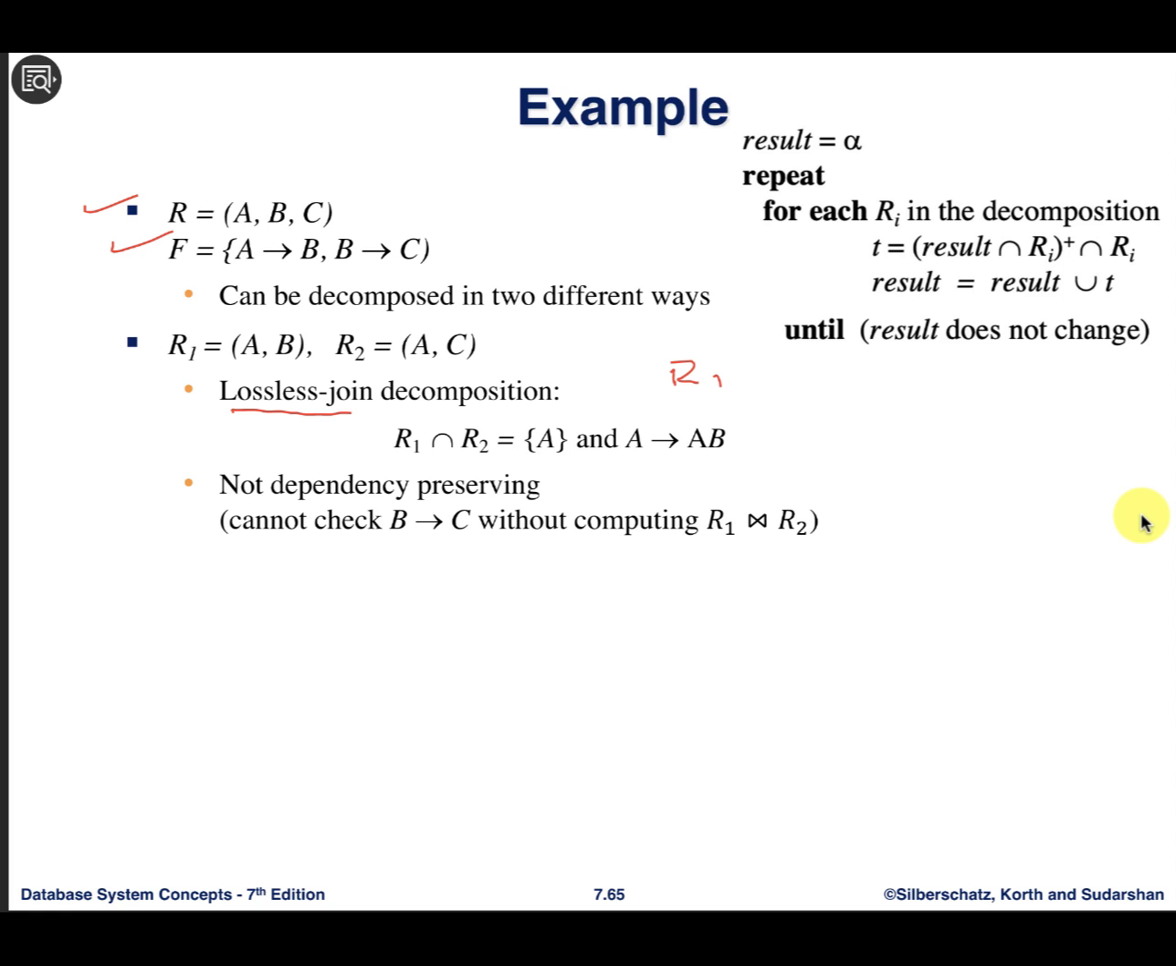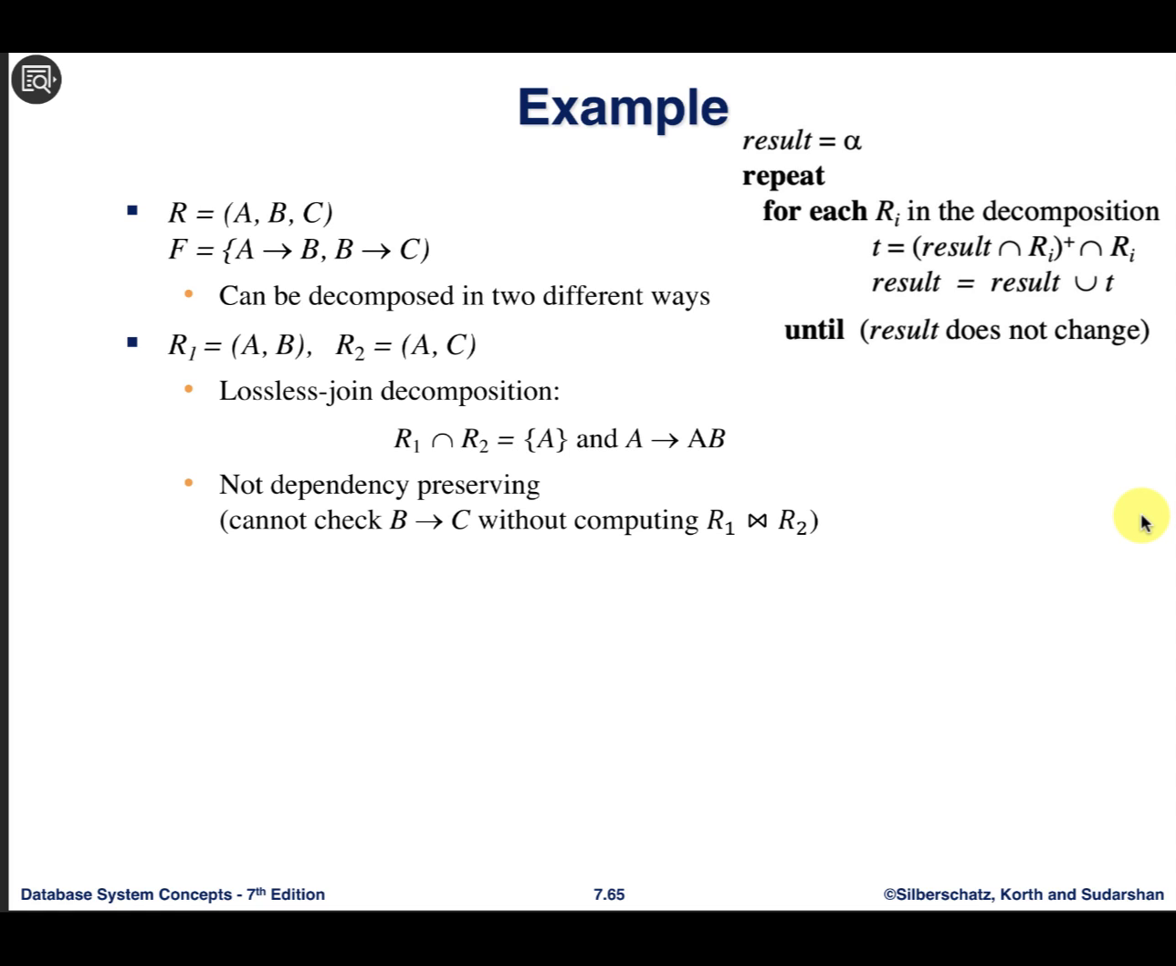I take R1 intersect with R2. R1 is going to be AB, intersect with R2, which is AC. The result is equal to what here? Maybe A. And based on the given set of functional dependencies, A determines B. Oh, A determines B, so A is the key for the relation R1. So yes. Okay? The second one now, we'll check whether it is dependency preserving or not.